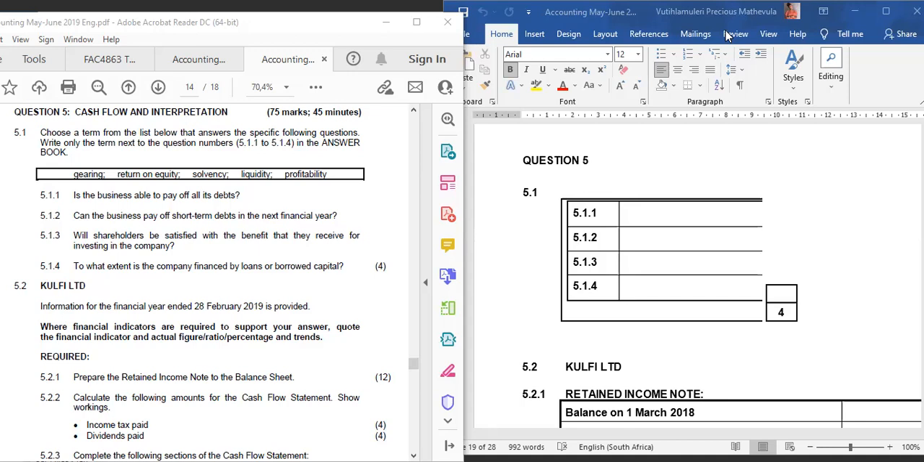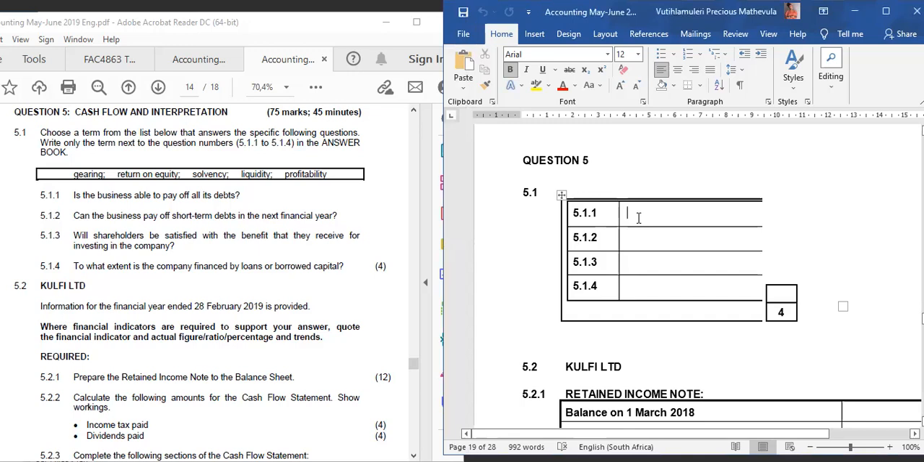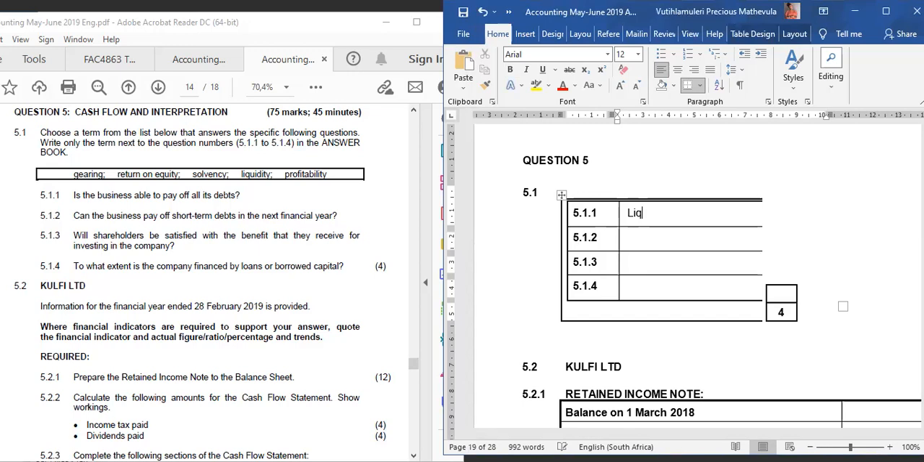So this has to do with liquidity. Liquidity has to do with the business being able to pay off its short-term debt. And then 5.1.2, can the business pay off short-term debts? No, sorry, is the business able to pay off all its debts? All of the debts is solvency. I'm sorry, it's solvent.